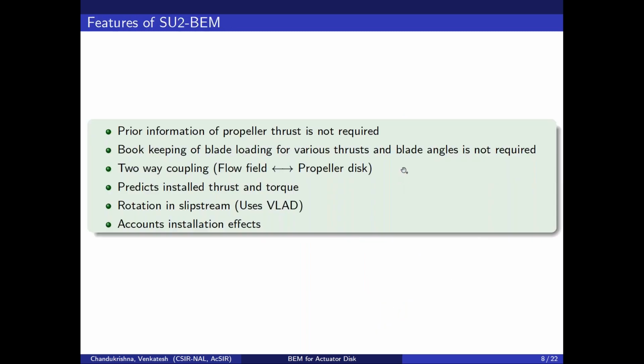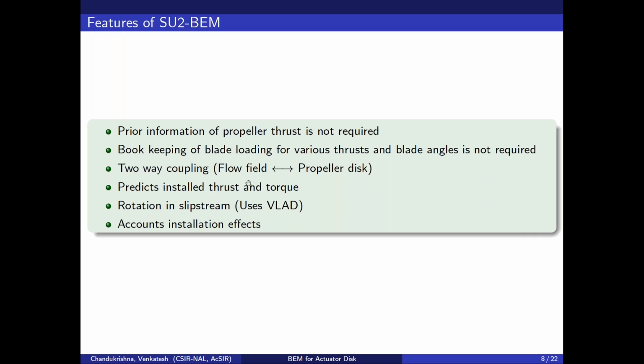What are the features of SU2 BEM? We don't need any prior information for propeller thrust, and bookkeeping of blade loading can be avoided for various thrusts and blade angles, because we don't need the blade loading to be given as an input. And this is a two-way coupling technique, where the information between the propeller disk and the flow field is mutual, because the blade element method uses the local flow solution as an input.